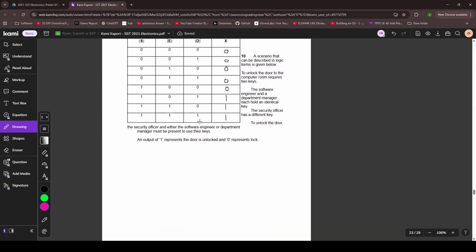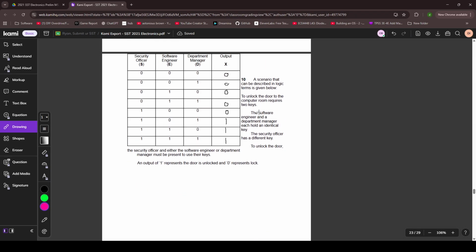And then there's no question here. Oh, there is. Wait. A scenario that can be described in logic terms is given below. To unlock the door to the computer room that needs two keys, a software engineer and a department manager each hold an identical key. The security officer has a different key. To unlock the door, the security officer and either the software engineer or the department manager. So the security officer is a must, but E and D, either or, but at least one of them.